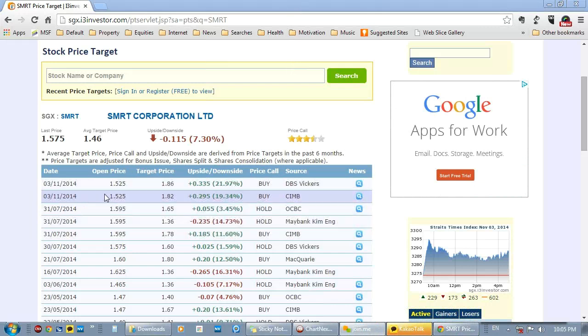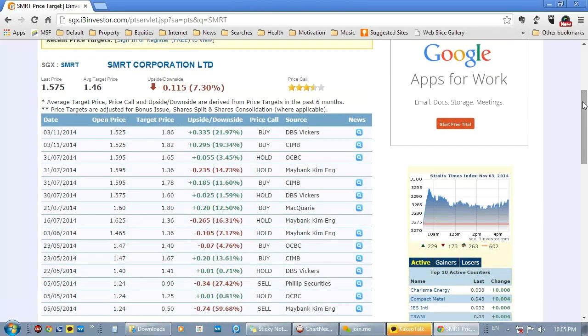Okay, so today there's two reports. I think CMB in July gave a buy. Okay, remain buy, raise price target. DBS Vickers hold in July, now become buy in November. Okay, in fact, DBS was all the while hold lah.